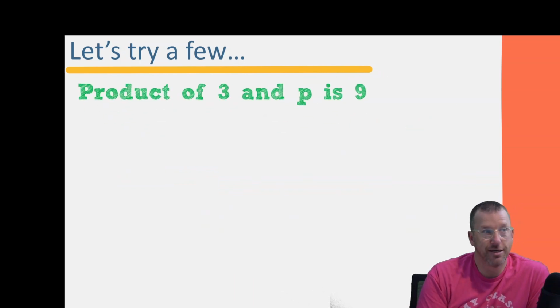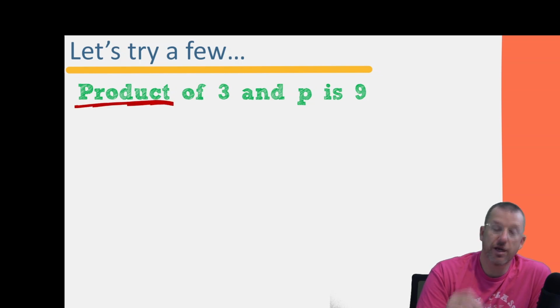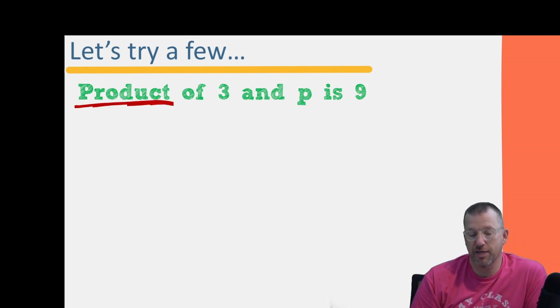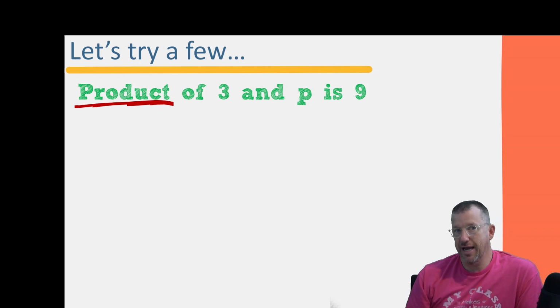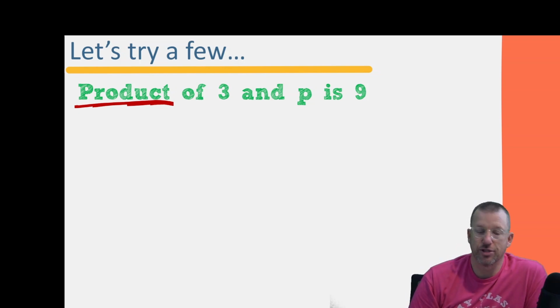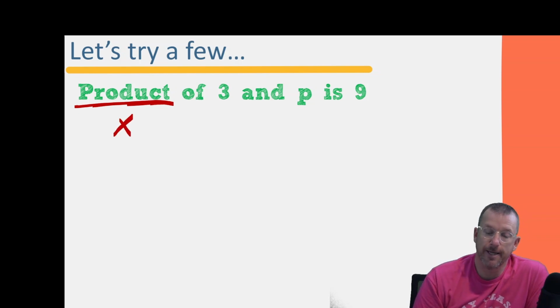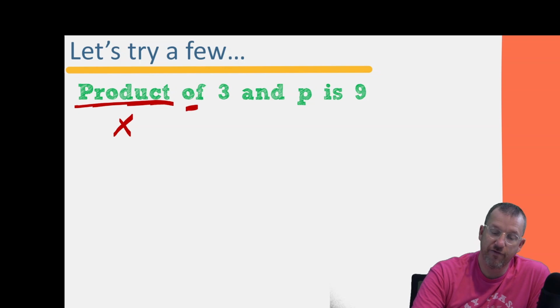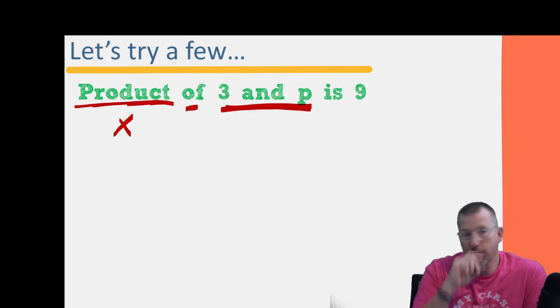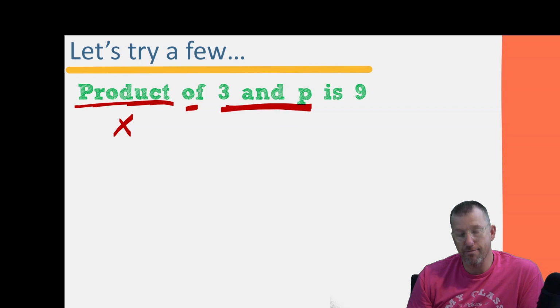So the product of 3 and P is 9. What do you see there? Do you see any clue words in there? One of them is the thing we just talked about, which is product. This is a vocab word, and you need to know this as a mathematician. Product is the answer you get when you're multiplying numbers together. So the product is telling us that we are going to be multiplying. It wants the product of 3 and P. So what do you think it wants us to do with 3 and P? It wants us to multiply them together.